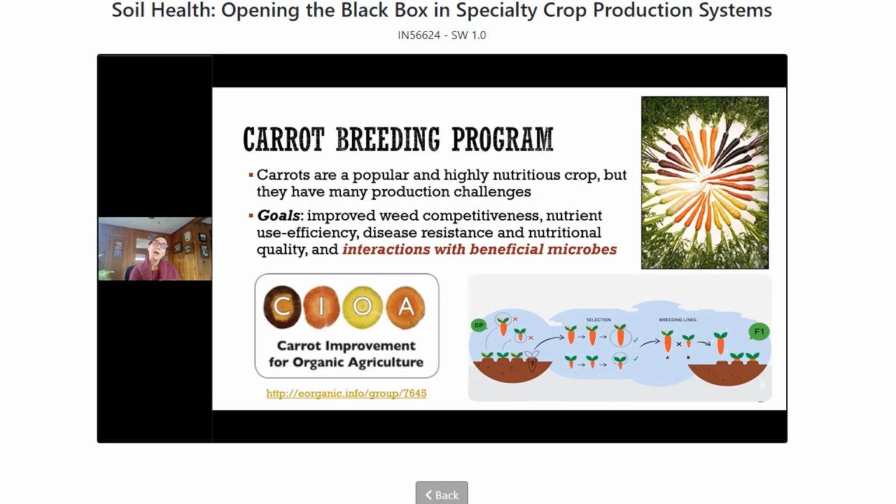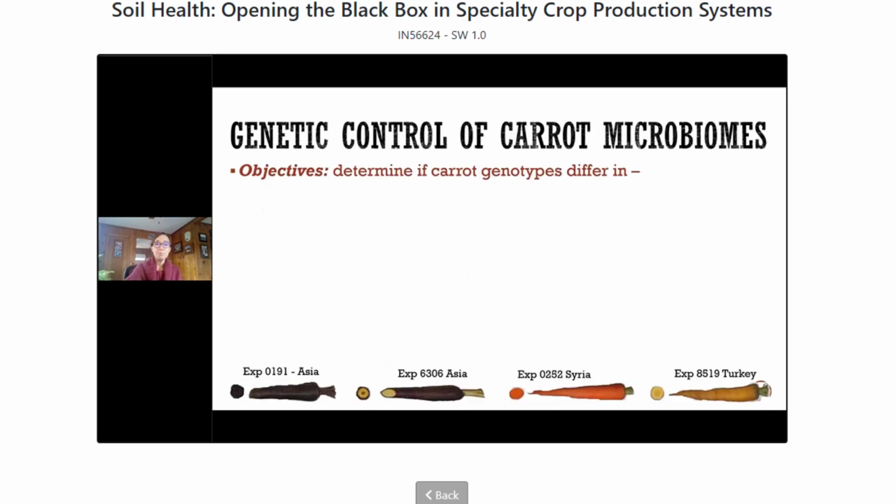But more specifically in my lab, we've been very interested in this idea of genetic differences in interaction with beneficial microbes. And so we've conducted numerous studies over the past 4 or 5 years in looking at these different carrot genotypes from very broad backgrounds, like you can see below. We have Asia, Syria, Turkey, some of this germplasm that we've collected. And so we've been looking at various things.